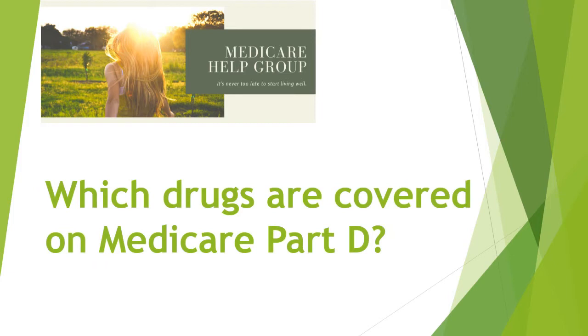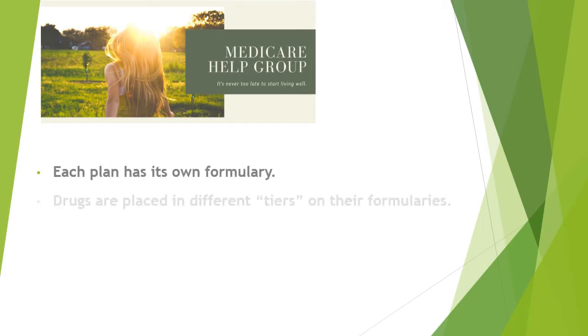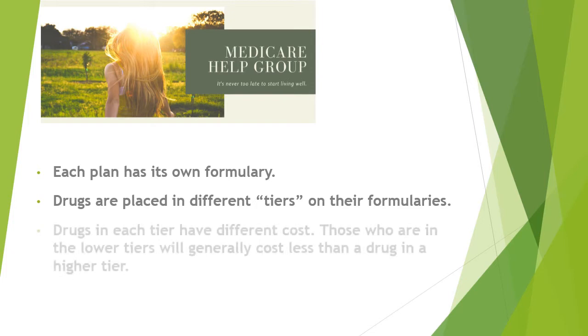And so today we will be talking about which drugs are covered on Medicare Part D. Each plan has its own formulary, and drugs are placed in different tiers on their formularies. Drugs in each tier have different costs. Those in the lower tiers will generally cost less than a drug in a higher tier.